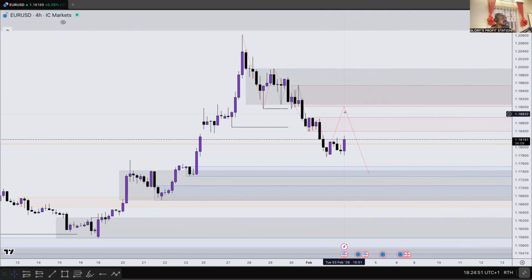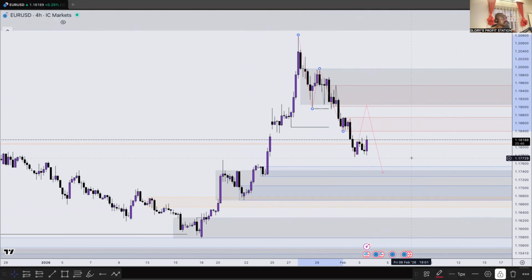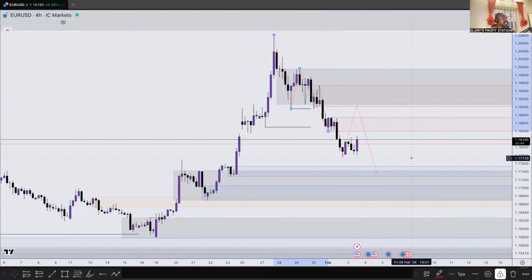Again, it's very possible for the market to react off of this and take a sell. However, I would love to see this taken out because we have unmitigated levels of supply after this break of structure to the downside here. Very, very clear on this supply level. So I'd love to see that taken out before I act on this.